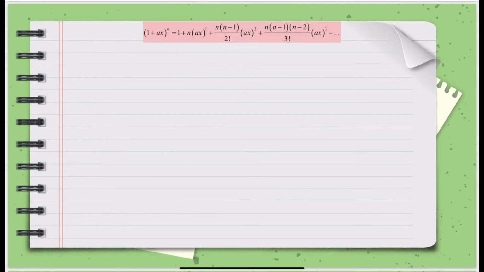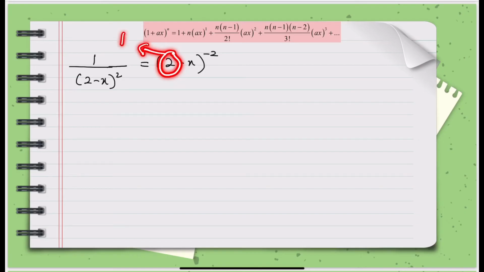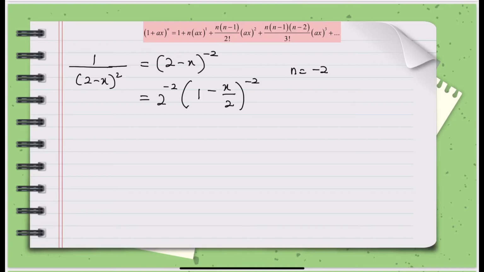First, you need to rewrite 1 over 2 minus x all squared as 2 minus x to the power of negative 2. And then, from this question, we notice that this constant is not 1. So, we need to change it into 1. Therefore, it equals 2 to the power of negative 2 multiplied by 1 minus x over 2 to the power of negative 2. From this information, we know that our n equals negative 2 and our ax equals negative x over 2.